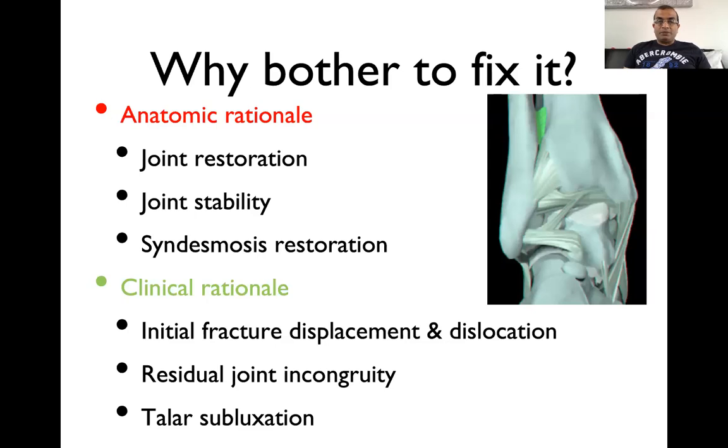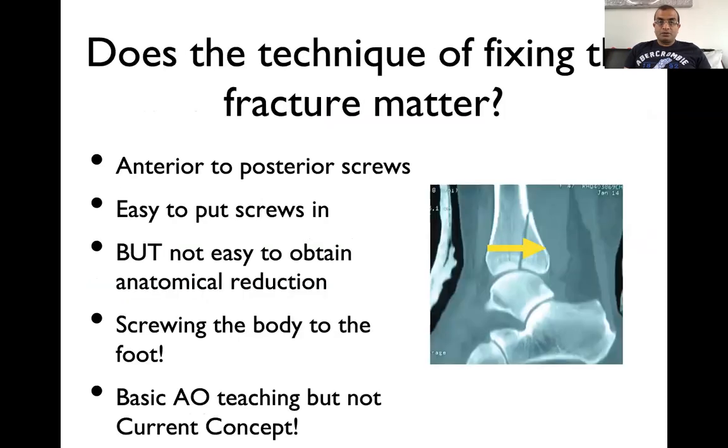The anatomical one being we need to restore the joint surface and the stability of the joint, and we need to restore the stability of the syndesmosis. Clinically, we need to reduce the fracture displacement and stabilize it in the reduced position. We need to restore the joint congruity, and we need to avoid talar subluxation.